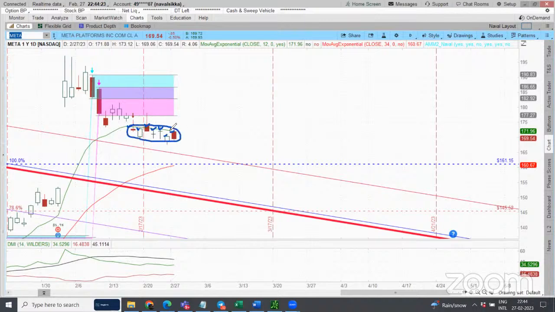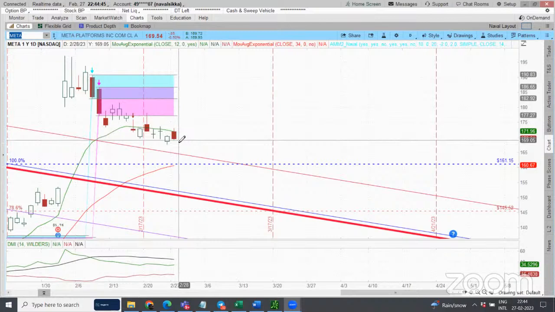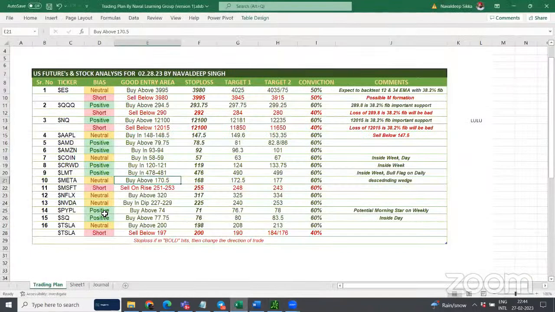it is not able to cross the 12 EMA. What it tells is that it is a very hard resistance. So the 12 EMA is 172. Till 172 is crossed, I will not go long on Meta. 172 on a closing basis, boom, will have some strength. But on the shorting side, it's holding this range. So if I have to short, I would short this on the rise. So I am changing my stance on Meta from neutral to short.